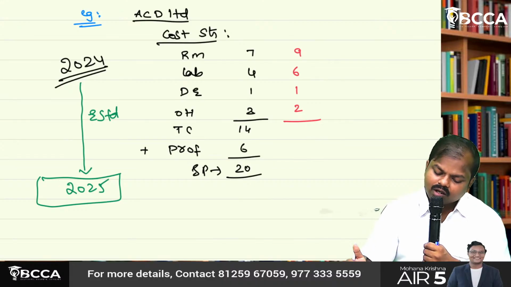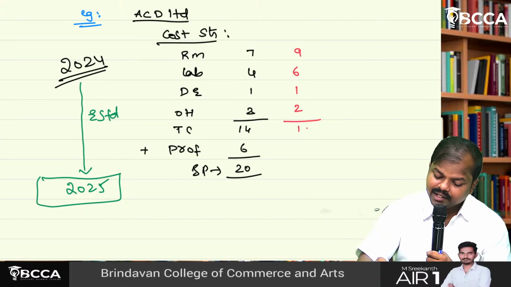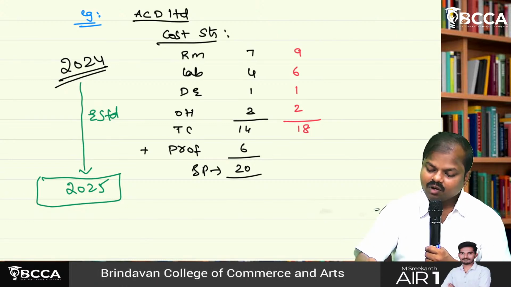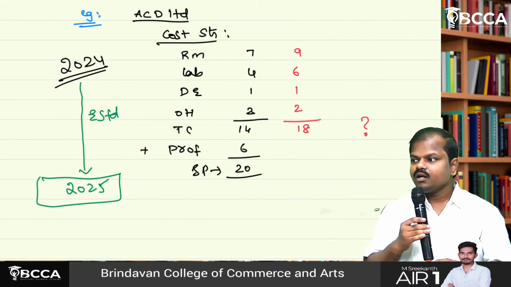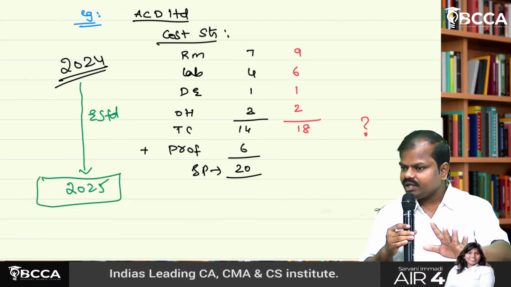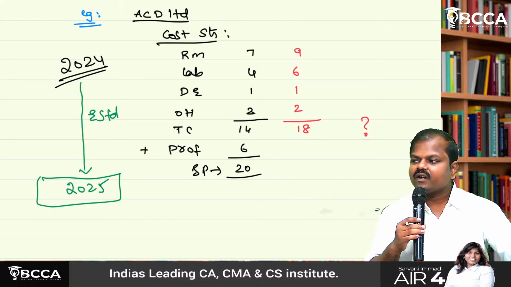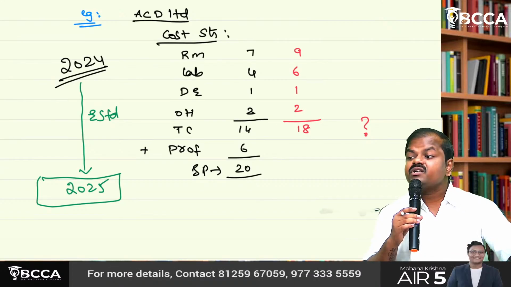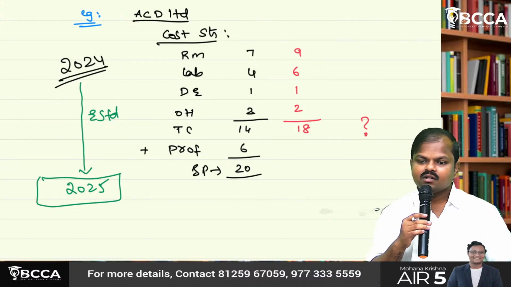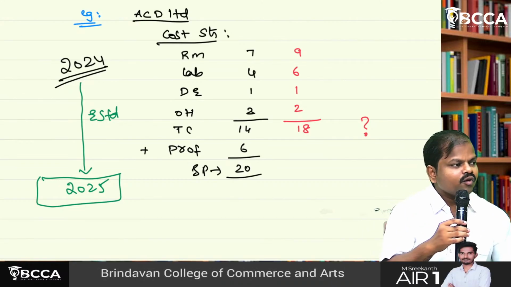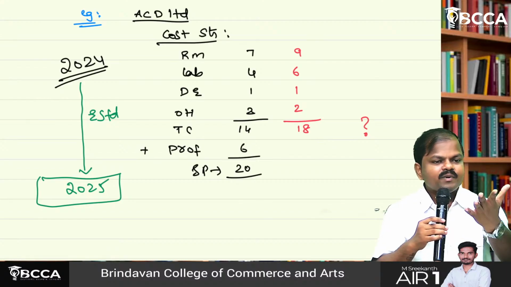What is the total cost? 18. Then what to do? If the selling price is equal to 20, our profit is decreasing from 6 rupees to 2 rupees. 4 rupees is decreased. If 4 rupees is decreased, wealth maximization is not possible here.